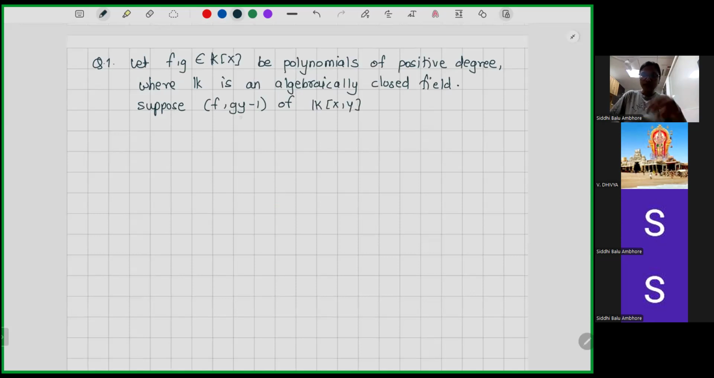So now we have this. So f and g are from k[x], the polynomials in one variable x. But now we have this y term here. So now this entire ideal becomes an ideal of k[x, y]. And we assume that this ideal contains 1. So we have to pick the correct option.